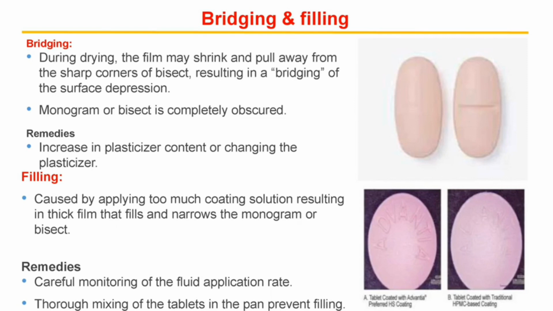Bridging and filling. Bridging: during drying, the film may shrink and pull away from the sharp corners of the bisect, resulting in a bridging of the surface depression. The monogram or bisect is completely obscured. Remedies: increase in plasticizer content or changing the plasticizer.